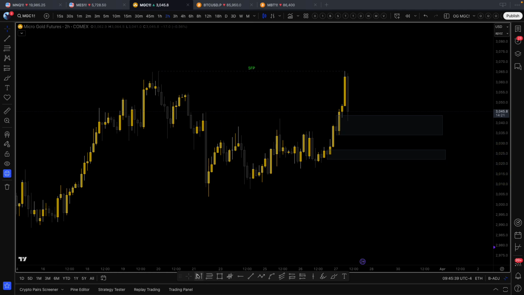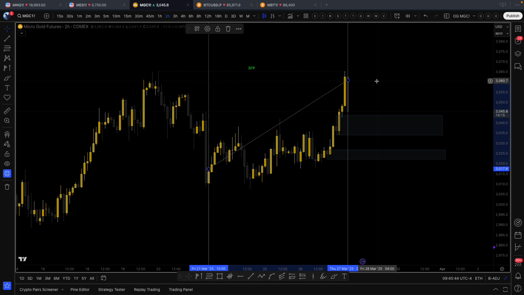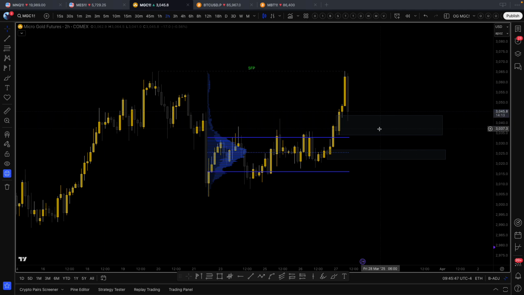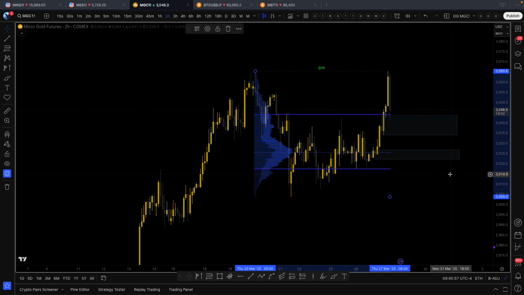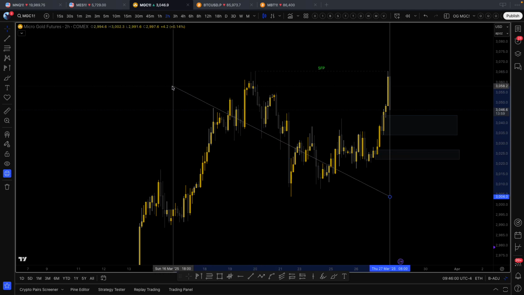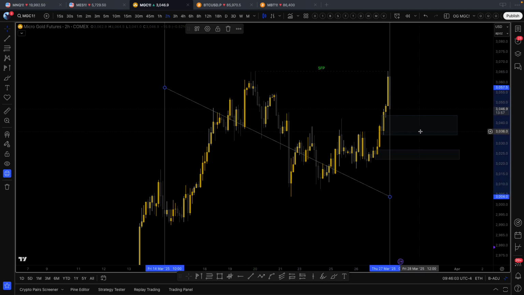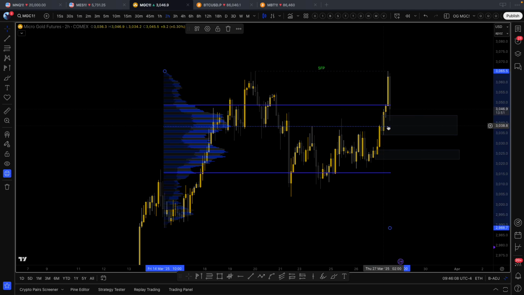So let's take a look at volume here on this leg up. So we have the point of control inside this order block. And let's take it back from the high. Still inside that order block. And let's take it from the low. Now for this entire group of price action, you have the point of control on this order block.